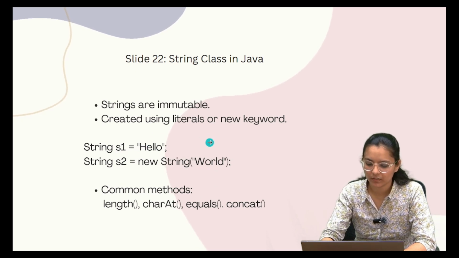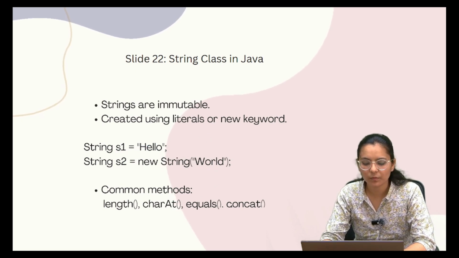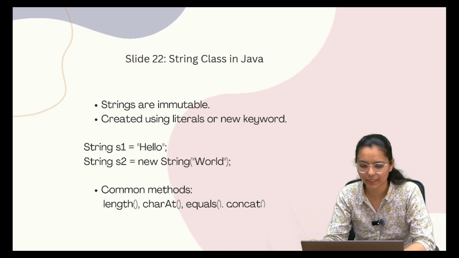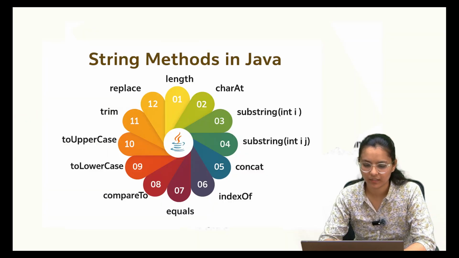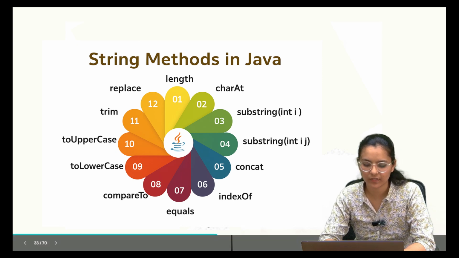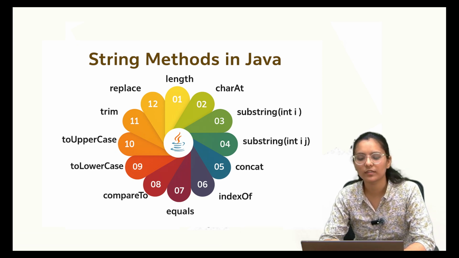Next, there are common methods in the string like length, charAt method, equals method, concat method. So many methods are in the string. Let's see the string methods in Java like length, charAt, then substring, concat, indexOf, equals, compareTo, toLowerCase, toUpperCase, replace, etc. These are all the methods used in the string.